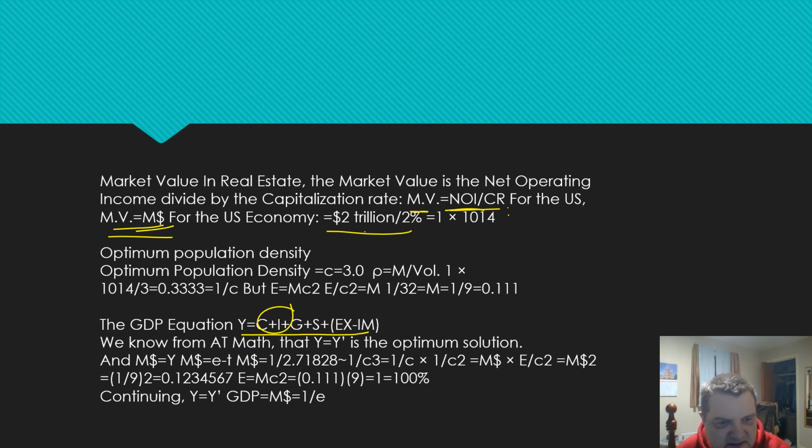So the market value is equal to e to the minus t. Market value is equal to 1 over 2.718 when t is equal to 1, which is the beginning of the optimum condition, which is equal to 1 over c to the third, which is equal to 1 over c times 1 over c squared equals market value times E over c squared equals M dollars times 2, which all works out to be 100%. Continuing, Y equals Y prime, GDP is equal to market value, which is equal to 1 over E.